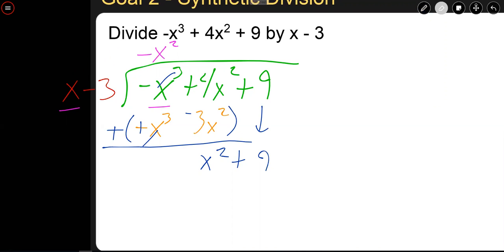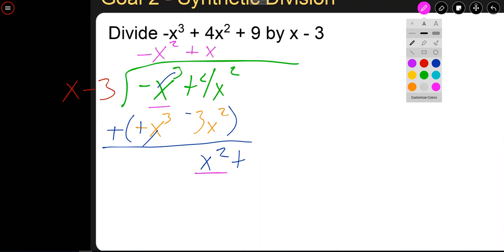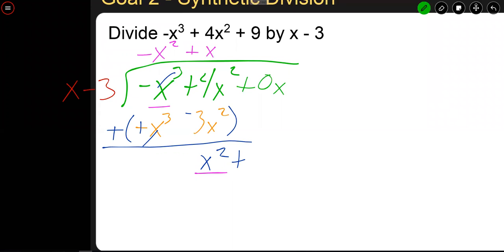So I divided my first time through, I got negative x squared. And then I'm going to go through a second time. X goes into x squared x times. Now, I made a mistake here. I tried to go quickly. I need to actually keep track of my place values. I've got 0 x's there. So I'm going to go back and fix that really quick.